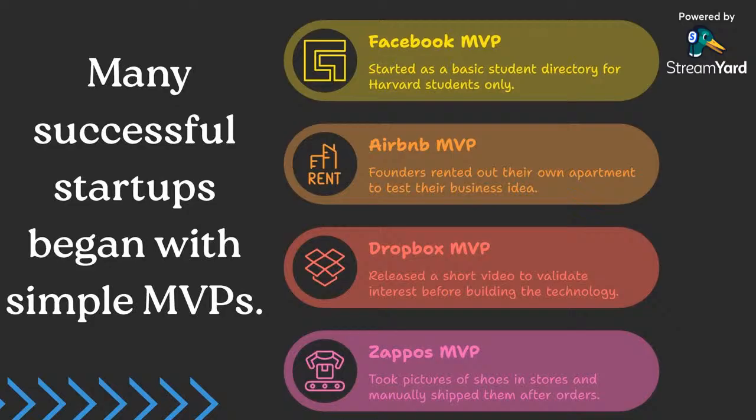Zappos. Zappos, the online shoe giant, also started very scrappily. The founder took photos of shoes at local stores and uploaded them online. When someone ordered, he would go back to the store, buy the shoes, and ship them himself. No warehouses, no logistics. Just testing if people were ready to buy shoes online.